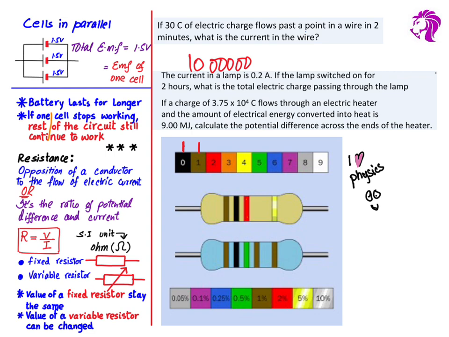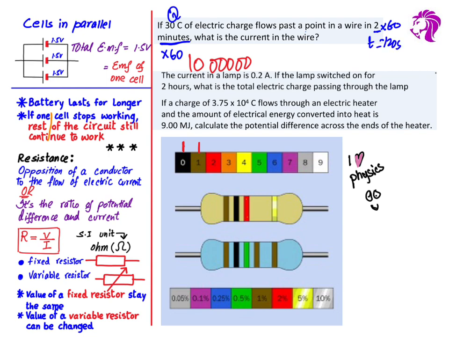If you look over here, there's this question. A 30 coulomb of electric charge flows past a point in a wire in 2 minutes. What is the time? 2 minutes. Whenever you find the word minutes in your question, just multiply by 60. So 2 minutes means 2 multiplied by 60, that means 120 seconds. What is the time? Time is 120 seconds, right?